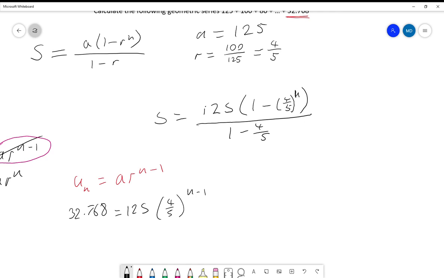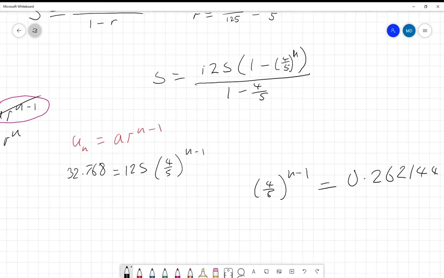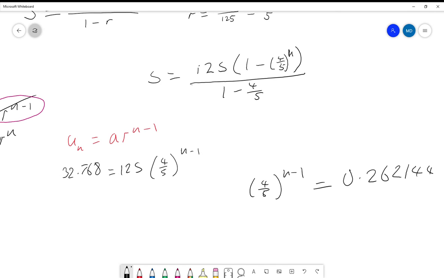And then we're just going to divide. So we get (4/5)^(n-1) is going to be equal to 0.262144. And now at this point, you can work out n potentially by trial and improvement or by using logarithms. So let's go down the log route.